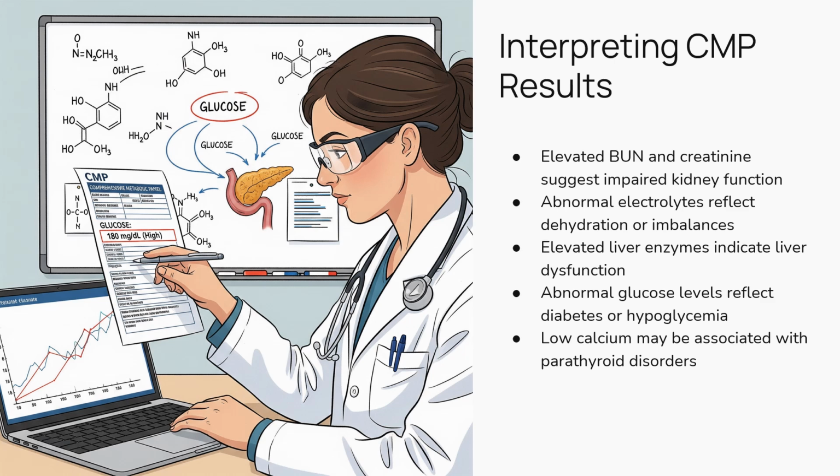For abnormal glucose levels, elevated glucose may indicate diabetes mellitus, characterized by impaired glucose metabolism and hyperglycemia. Low glucose levels may reflect hypoglycemia, which can cause symptoms like weakness, confusion, or seizures due to insufficient blood sugar. Low calcium levels may be associated with parathyroid disorders, as the parathyroid glands regulate calcium homeostasis. Abnormal calcium can also affect bone health, muscle function, and nerve signaling.